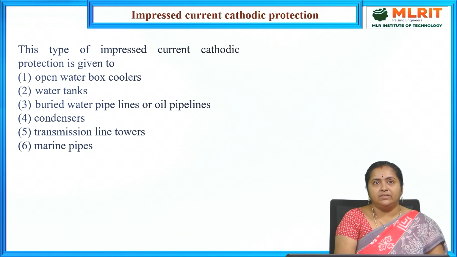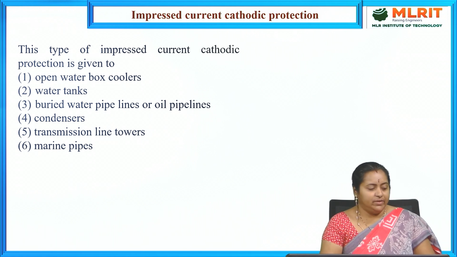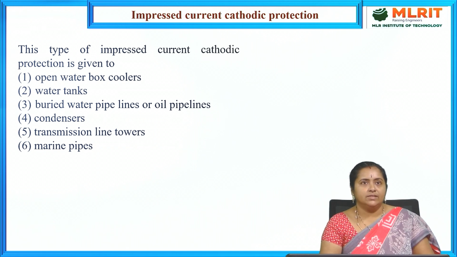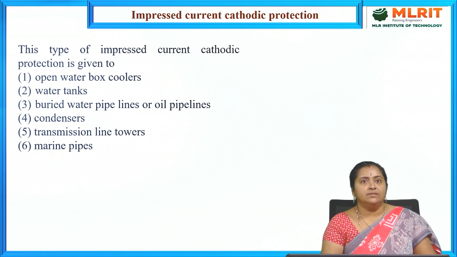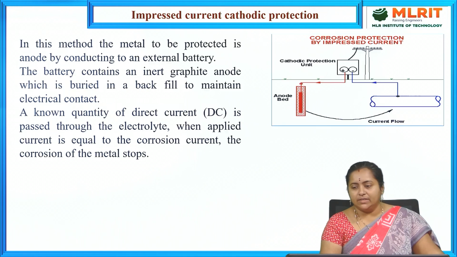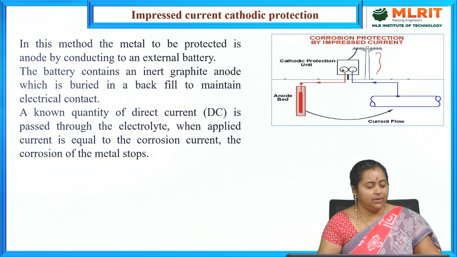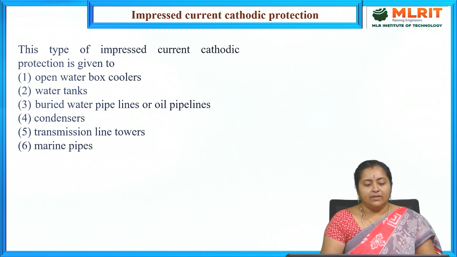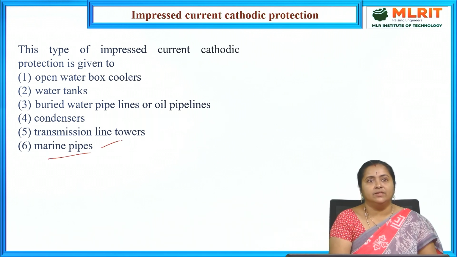Various applications include this type of ICCP, that is impressed current cathodic protection. It is used in various kinds of base metals, for example open water box coolers, large storage water tanks made of iron, buried pipelines which carry crude oil, natural gas, or different kinds of chemicals either in soil or in marine environment, and condensers. And as I told you, transmission line towers. I just showed the example; this is a transmission line tower. And then marine pipes, huge marine pipelines.